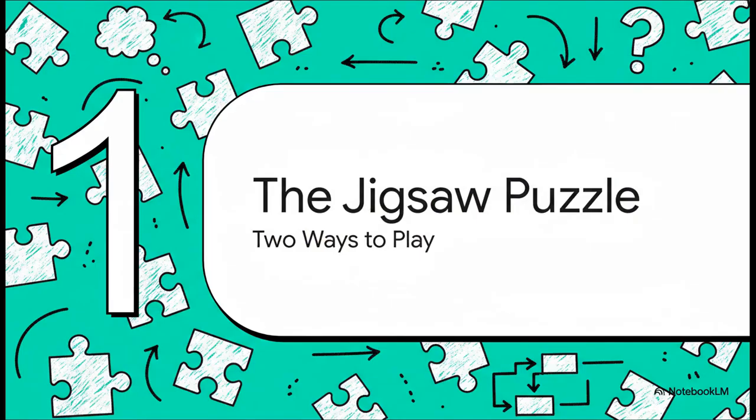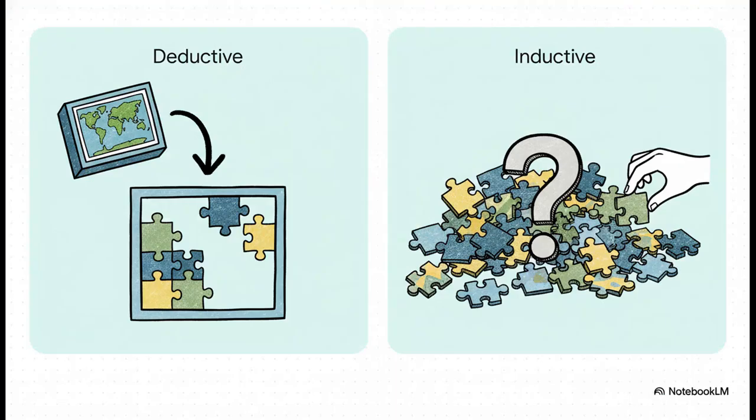All right, first things first. Before you even touch a single piece of that puzzle, you've got to have a strategy. You need to know how you're going to play. And in qualitative analysis, this means choosing your fundamental approach to solving the whole thing. And it really just boils down to one big question. Do you already have the picture on the box?